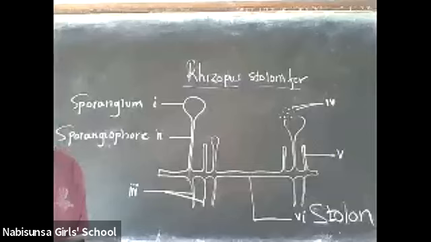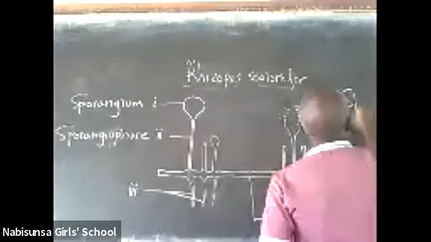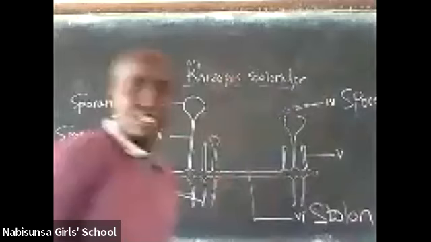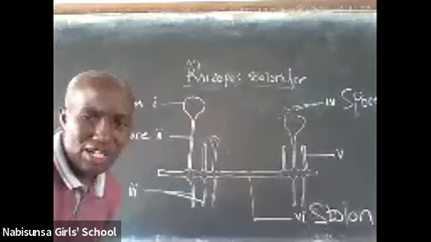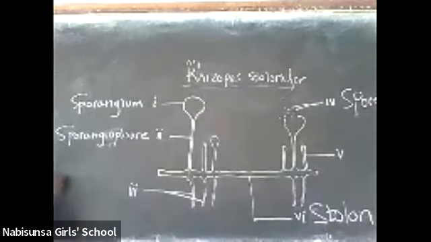IV is the spores. IV, that is Roman 4. Okay, these are spores. Good. Ashley Nansley says 3 is the rhizoids, and she's correct. This is the rhizoids.